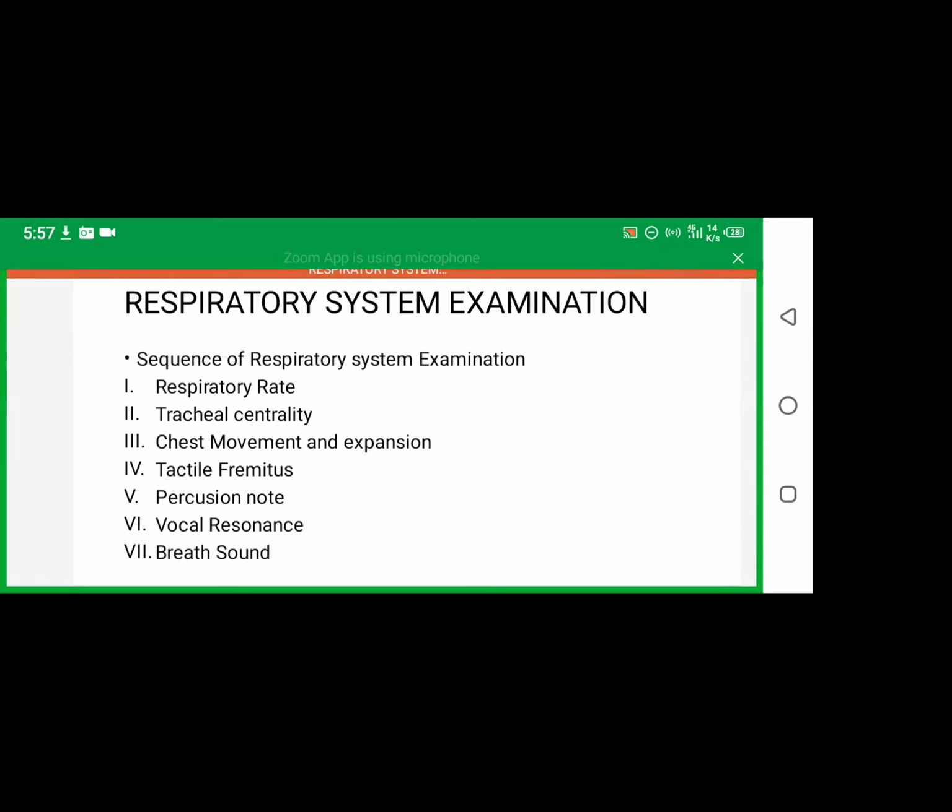So what I've outlined there is the sequence of respiratory system examination. The first thing we are going to do is the respiratory rate. The respiratory rate is just straightforward. What we do is we are going to count it.